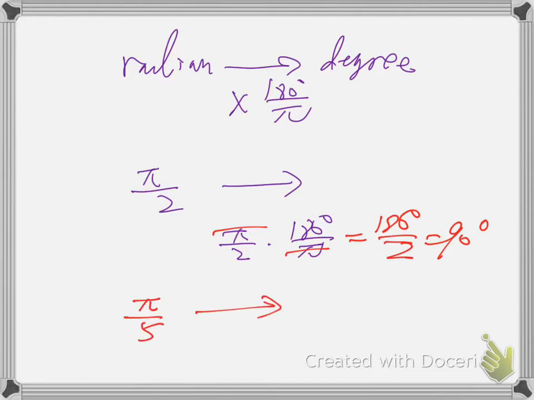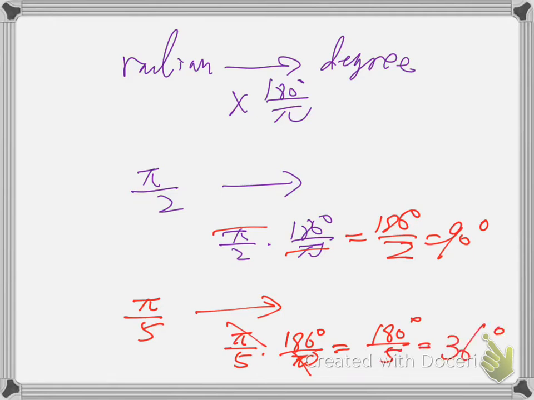Change to degree. So pi over 5 times 180 over pi. Pi cancelled. We got 180 degree over 5. So this is 36 degree. Okay, 36 degree. So we either use 180 over pi or we use pi over 180.